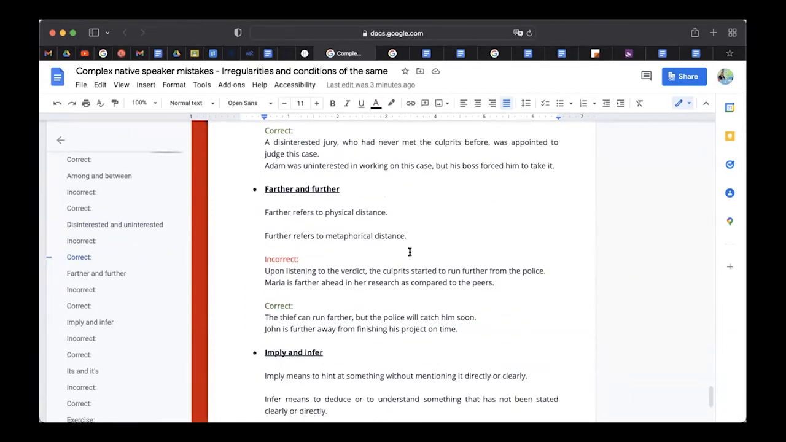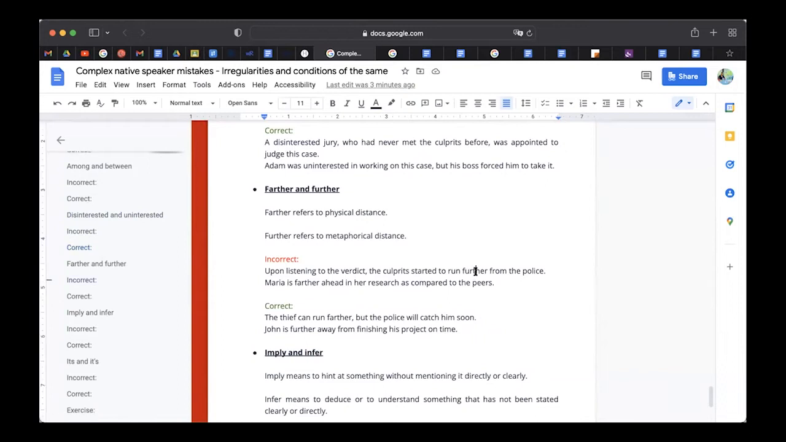For example, upon listening to the verdict, the culprits started to run further from the police. Over here, I've used further, trying to denote actual distance, that the police was standing somewhere and the culprits started to run away from the police. That is why it is incorrect, because if they started to run away from the police in actual distance, then the right word over here has to be farther.